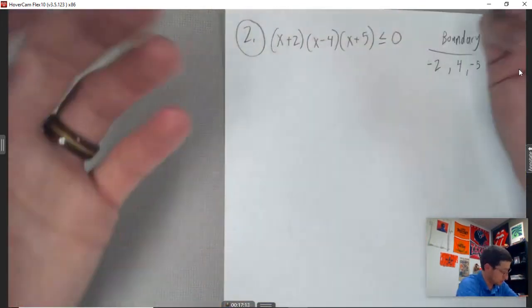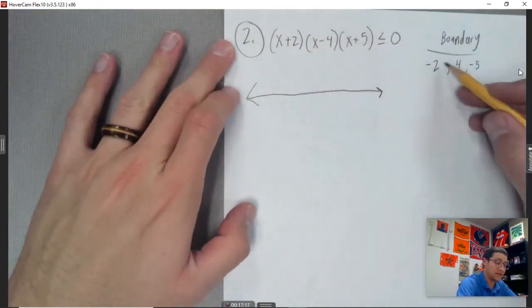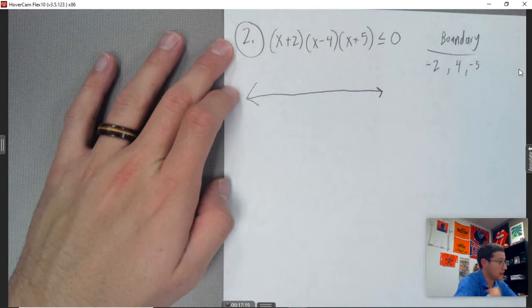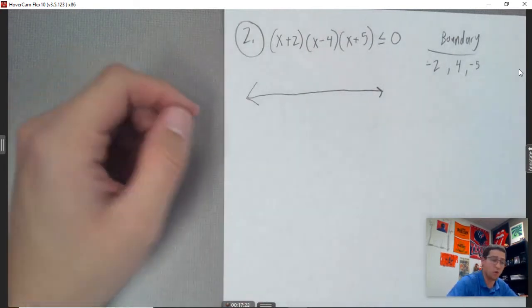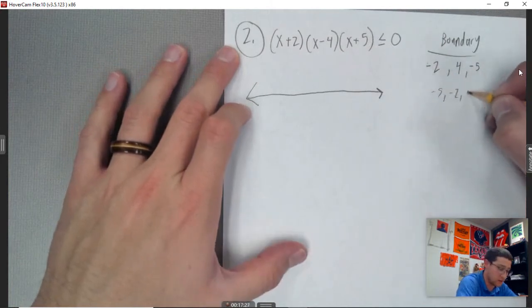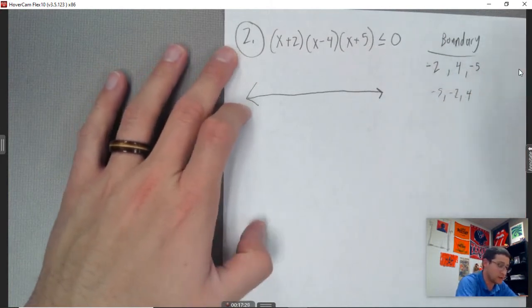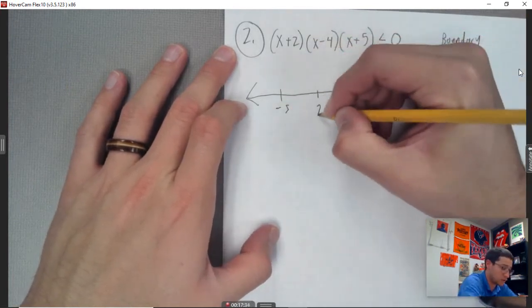And then the next step will be to draw a number line. So we're going to draw our number line, and we're going to include each of these boundary points. I don't like to include anything more than those boundary points. And so you might want to organize these into numerical order, right? So negative 5, negative 2, 4. Okay, just in case, right?